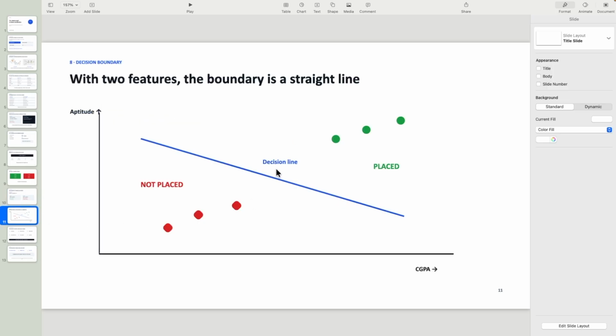This is our graphical representation of the straight line perceptron, where aptitude is the y-axis and CGPA is the x-axis. Here we have a decision line that separates the two classes, class A and class B. Class A belongs to the placed students, and class B is the not placed students.